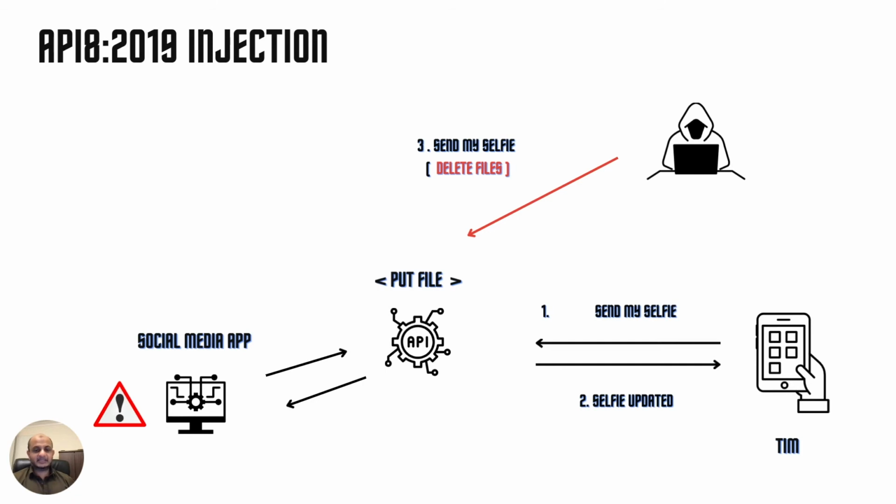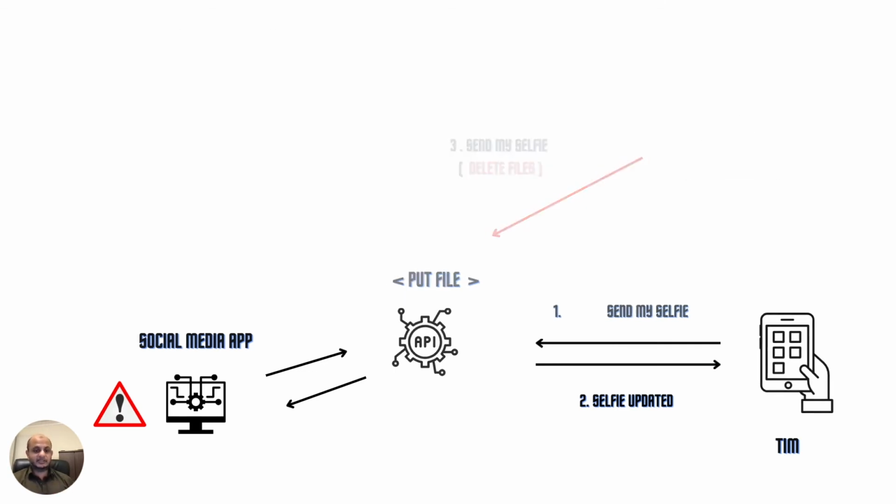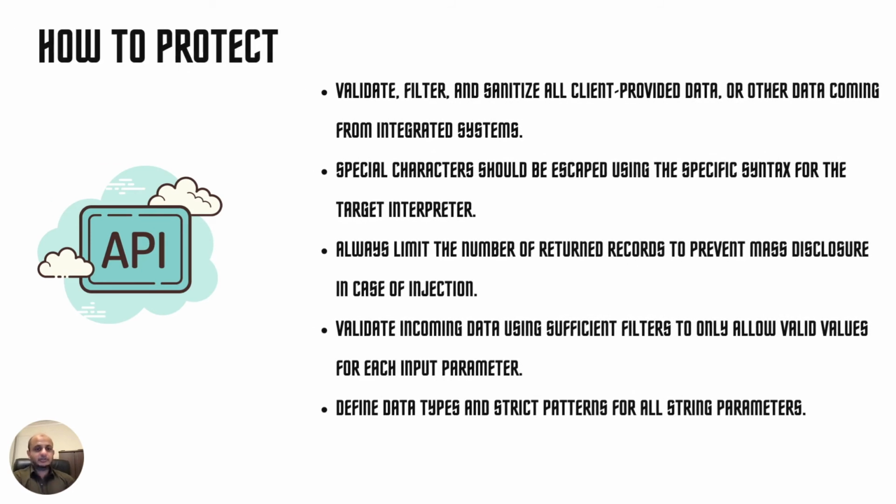So what is happening here, this guy Tim, there's an API called put file, right? So he sends a selfie and the selfie gets put at the backend, right? And you get a response back that selfie has been updated. And what is happening is there are backend OS commands being run through this API, right? And it's not authenticating. So this attacker sends his selfie, but he sends an OS command also, delete the files. Because this command is going without any authentication, when this command goes, this application is going to delete all the files. So you're going to have a massive business impact because of this injection flaw. This is how SQL injection also used to work.